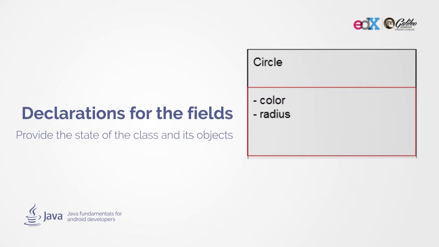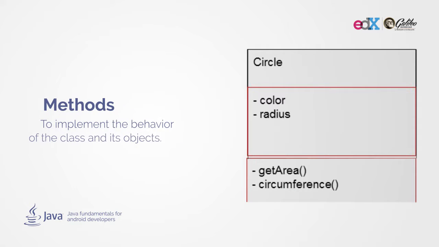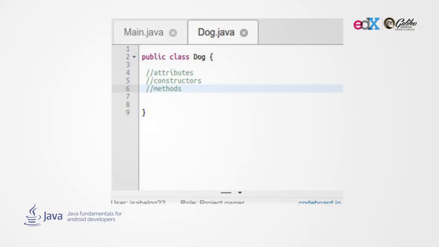Declarations for the fields provide the state of the class and its objects. Methods implement the behavior of our class and its objects. In a class, you can also expose different fields throughout different classes and their instances. For example, to declare a class, we can use the animal declaration, the minimal declaration expression, where we only declare the kind of access the class has, along with the reserved word class, and the name of the class. In this example, this class has public access.